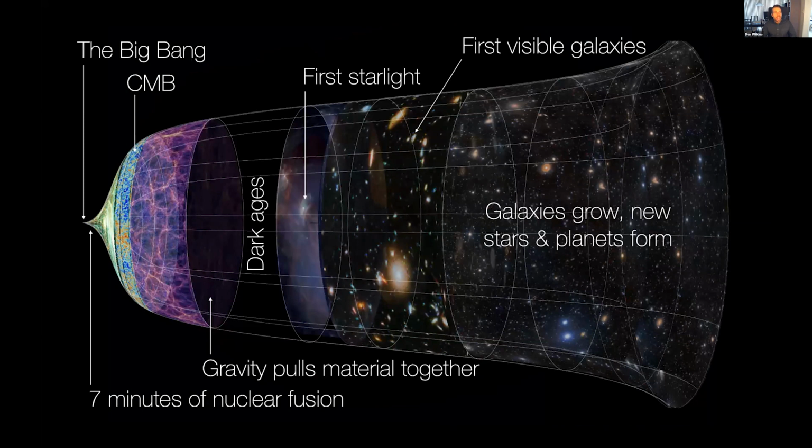So we can put together our history of the universe, all the way from the Big Bang, 7 minutes of nuclear fusion, that moment we see in the cosmic microwave background that gave us that first convincing proof of the Big Bang. We can then understand how gravity pulled material together, growing the galaxies, the universe going dark before the first stars lit up, and then the galaxies that we know about today, the galaxies that we can see, growing throughout the history of the universe with new stars forming within them and planets forming around those stars.